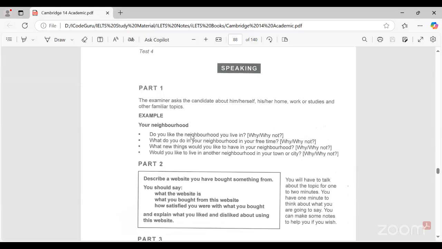Okay, let me ask the remaining question for this part, and then we can ask the same question. So, what do you do in your neighborhood in your free time? They can use mobile. I think if you're speaking, you're inaudible. You're not audible to me.